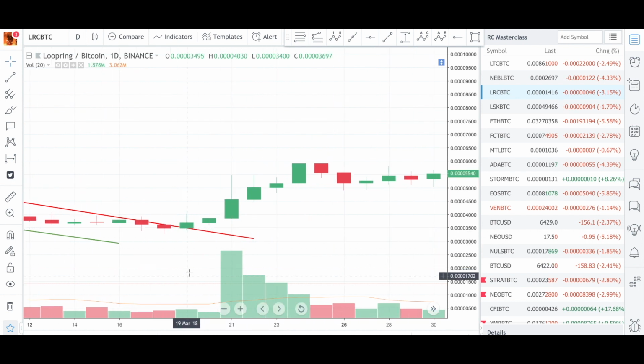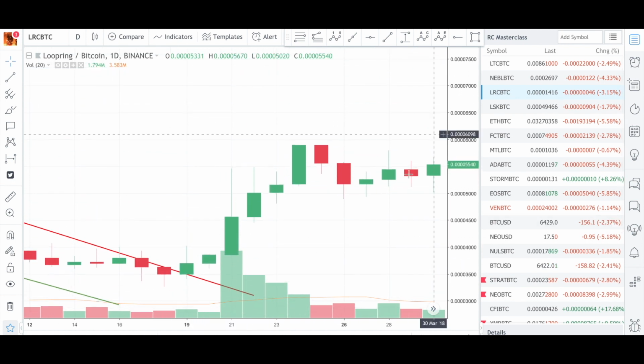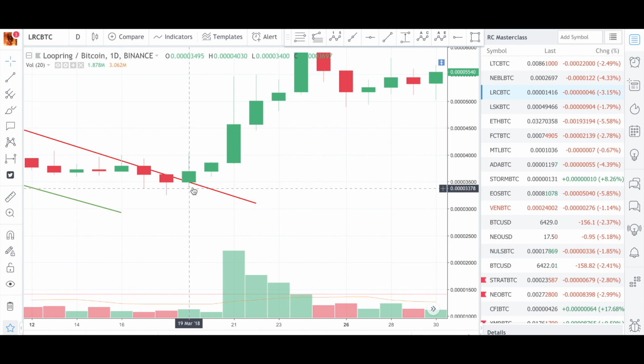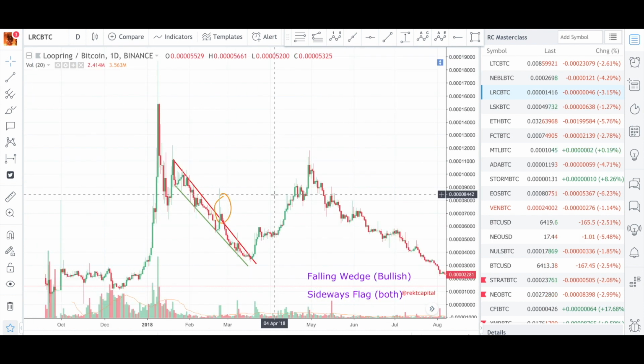And can you actually see, let me just zoom in a little bit more. Can you see this wick? There is a wick testing this resistance as a support. So it's claiming this resistance as a support before bouncing up to the upside to continue its uptrend. And it's good because we're seeing a recurring theme in the market. We're seeing a recurring theme across all these different patterns.